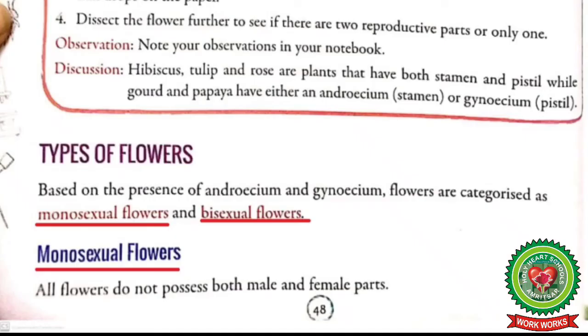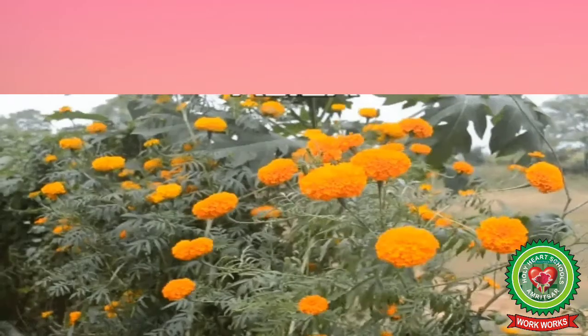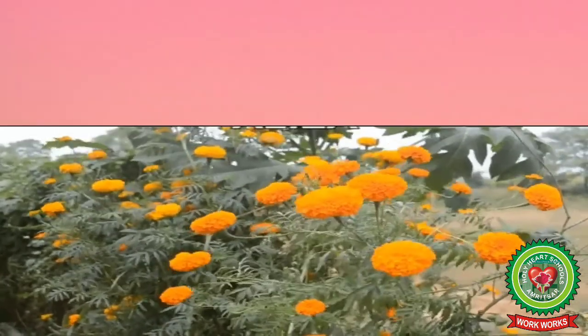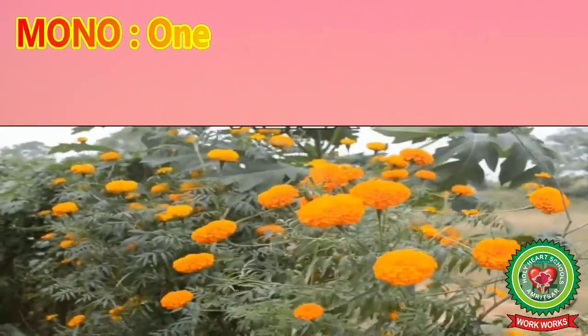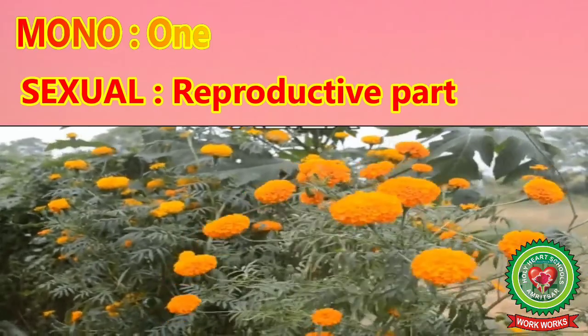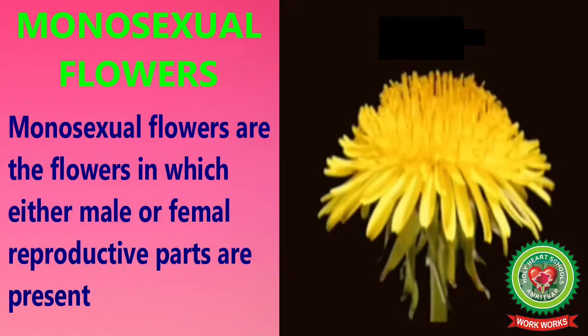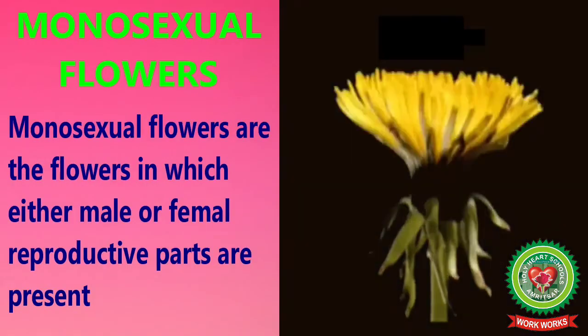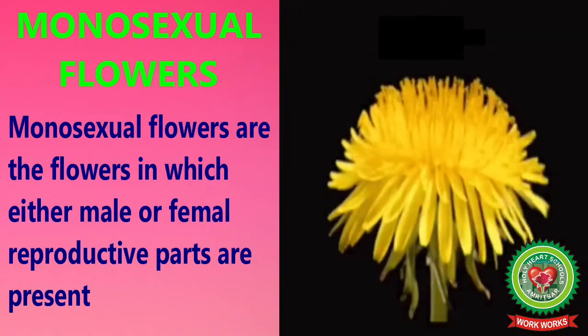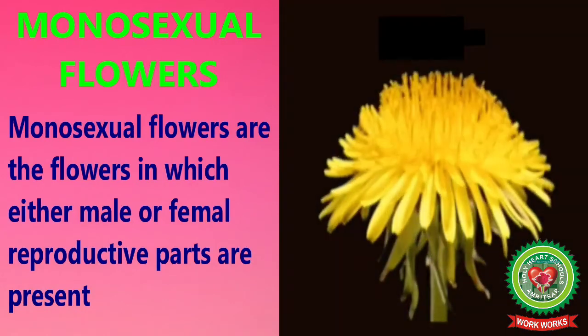Now students, our next topic is types of flowers. Based on the presence of androecium and gynoecium, the flowers are of two types, monosexual flowers and bisexual flowers. The first type is monosexual flowers. Mono means one and sexual means reproductive part. Students, monosexual flowers are the flowers in which either male or female reproductive part is present.